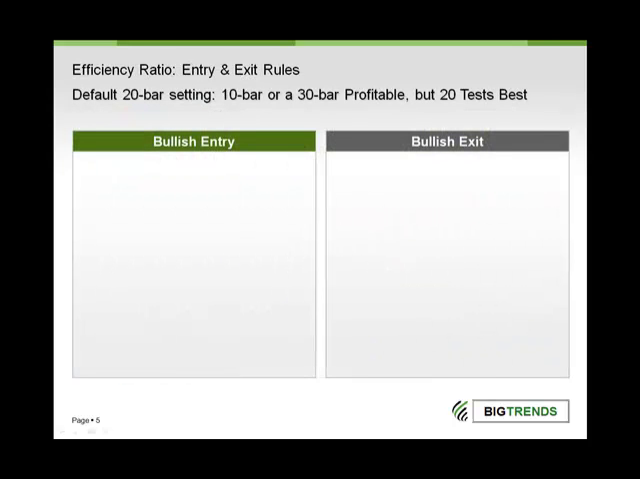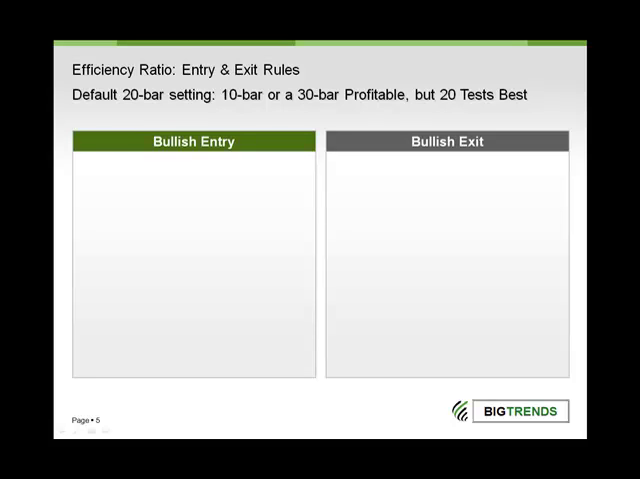So as far as the entry and exit rules that we have here, remember we start with a 20 bar setting, and that is the default setting. We have tested other time frames. We don't really like to go under a 10 bar setting because there's just too much noise, and the whole point of this indicator is to filter out some of the noise. So anything under a 10 bar really doesn't work well.